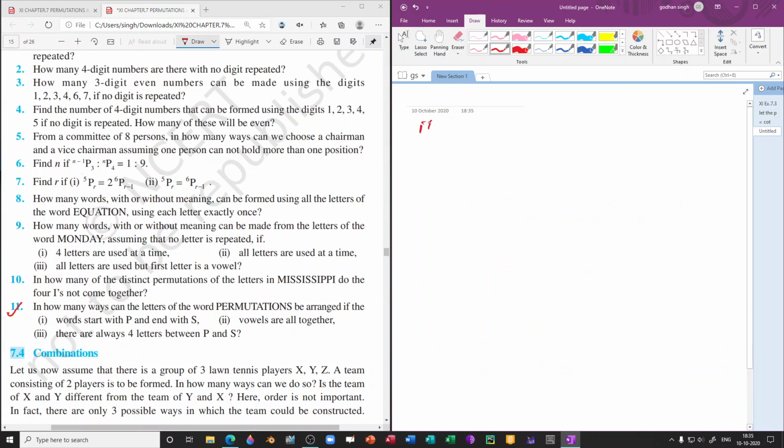Now let us do the second part. So second part, all letters, vowels are all together. So vowels are all together.